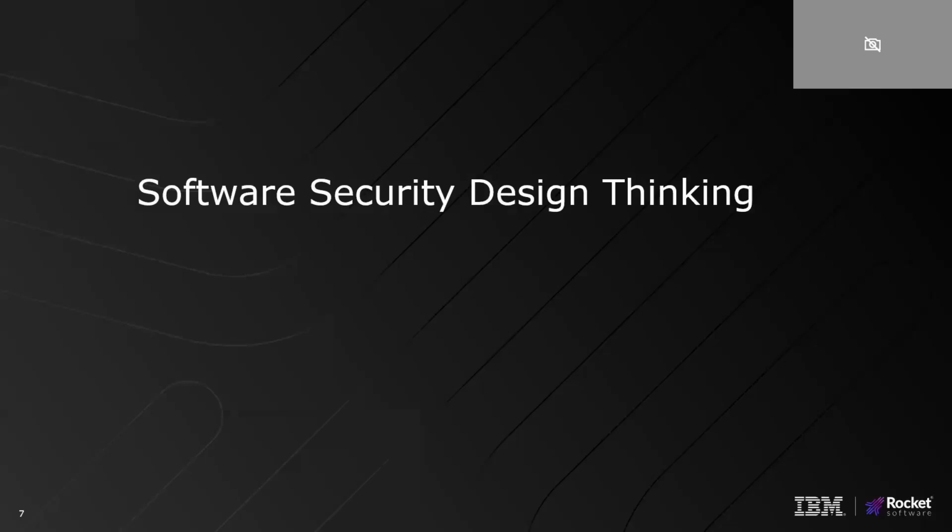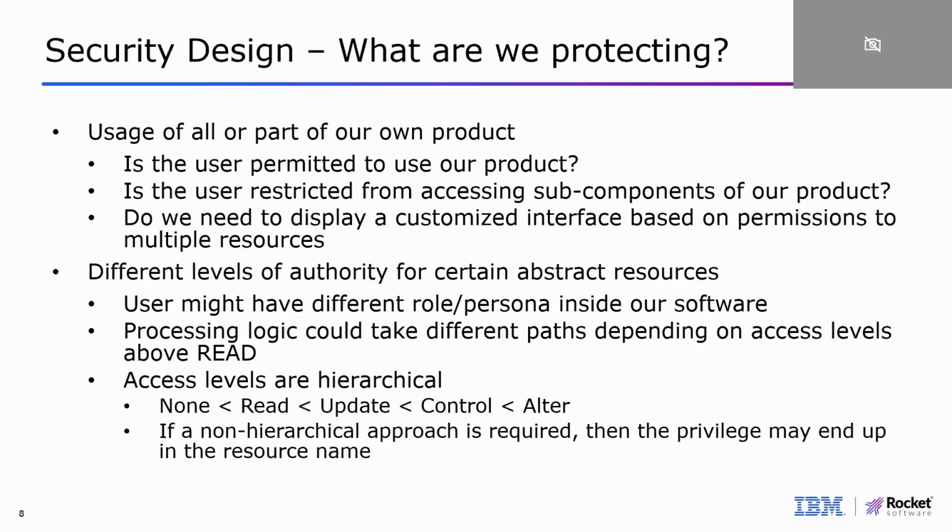So the software security design thing. This is the thought processes that someone like me goes through when we're thinking about our posture and how we're going to do things. So what are we protecting? Is it usage of all or part of our software product? Is the user permitted to use our product full stop? Is he perhaps restricted from accessing subcomponents of our product?